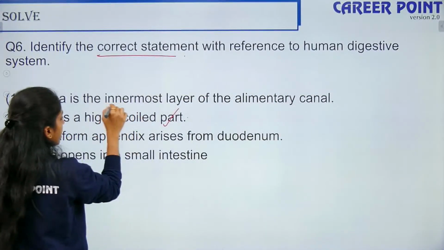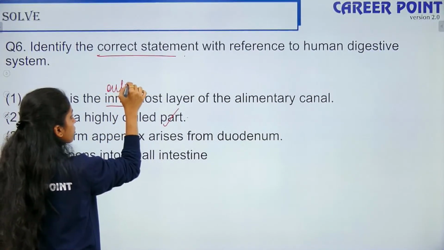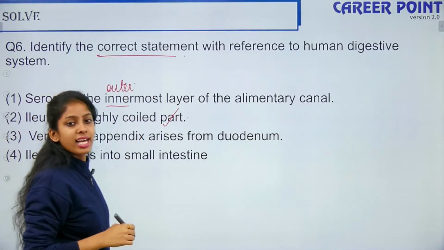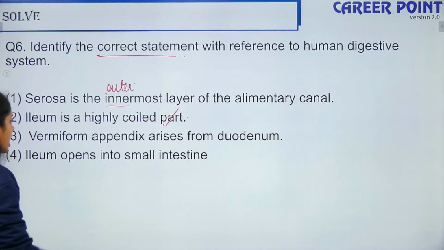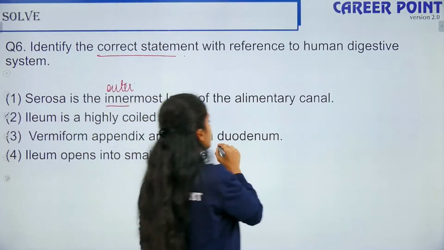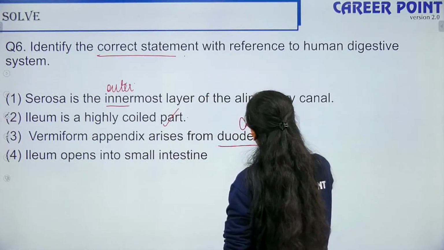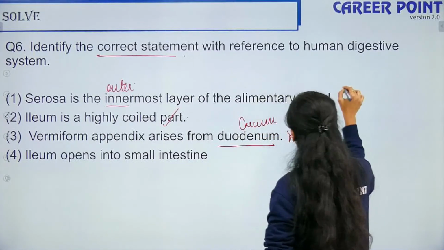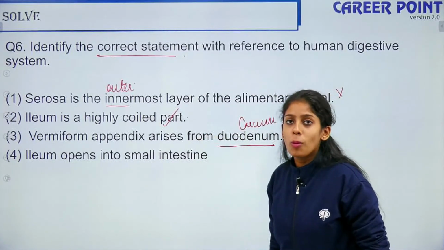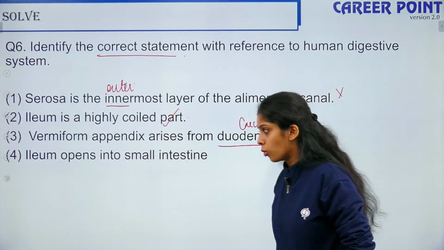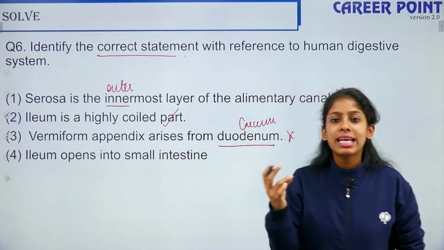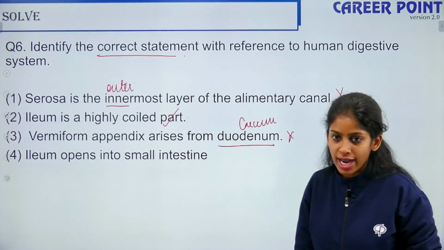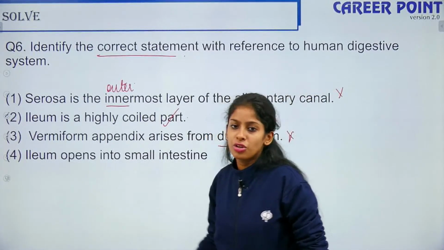So why is the first statement wrong? Serosa is not the innermost, serosa is the outermost. Yes, mucosa is the innermost layer. So ileum is a highly coiled part, this is right. Vermiform appendix arises from your cecum, so this statement is wrong. This is also wrong: ileum opens into the small intestine. No, ileum is a part of the small intestine. So this is also a wrong statement.